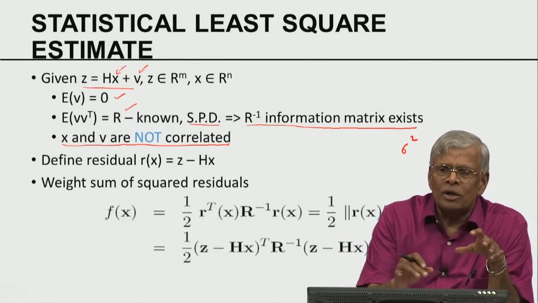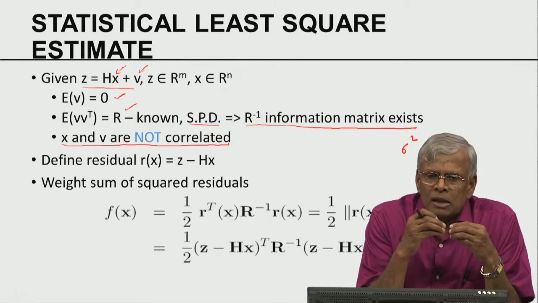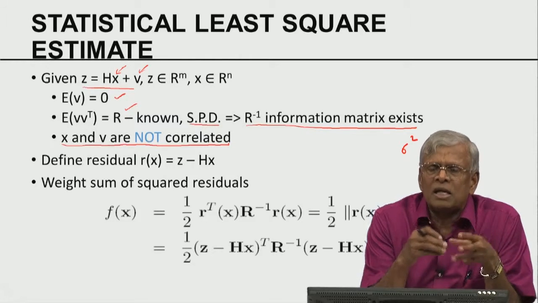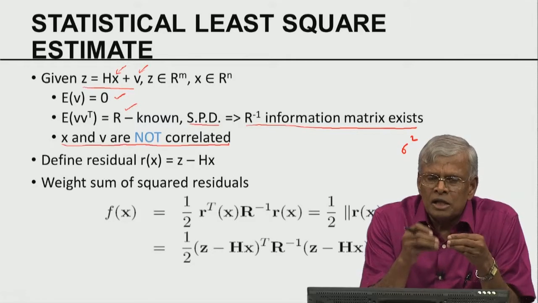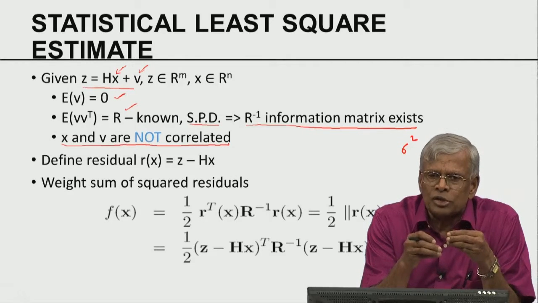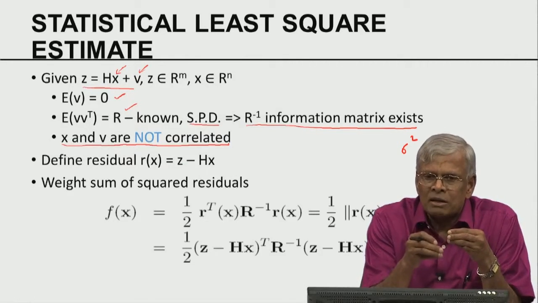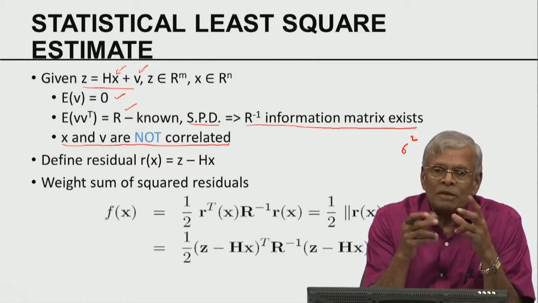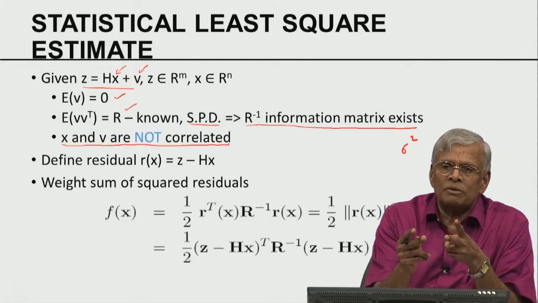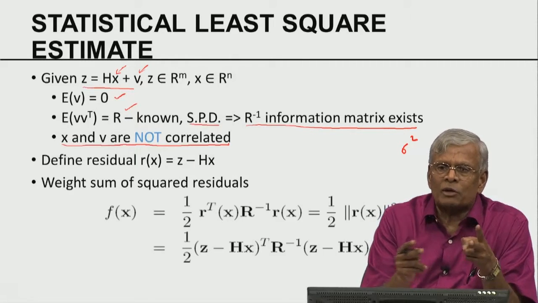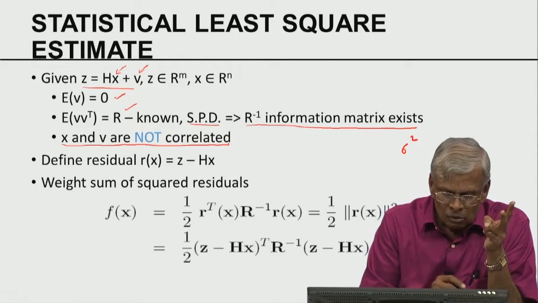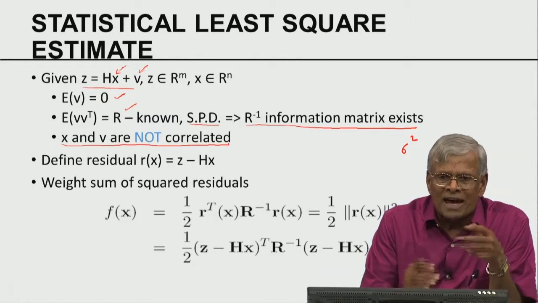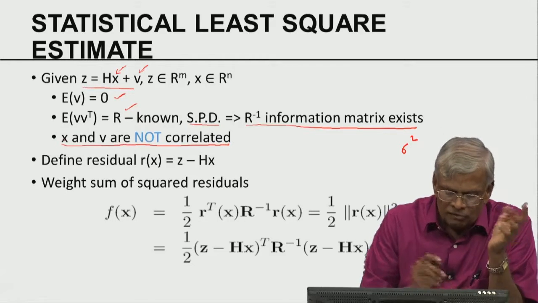So x is unknown, x is endowed with a natural variability, x is a random variable, v is an additional randomness that I am introducing by virtue of measuring or gaining information about x. So when you have multiple random variables in statistics, one of the things we have to worry about is the relation between these two random phenomena. The simplest possible assumption, which is also a very valid assumption, is that x and v are uncorrelated.